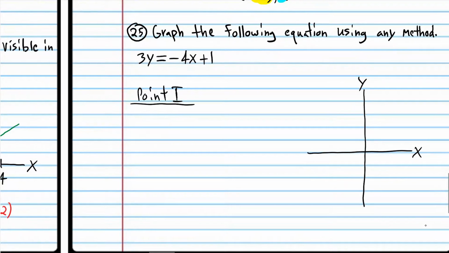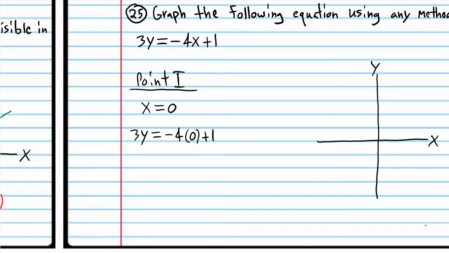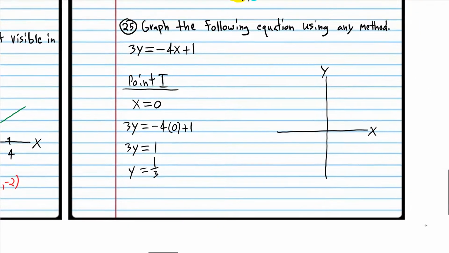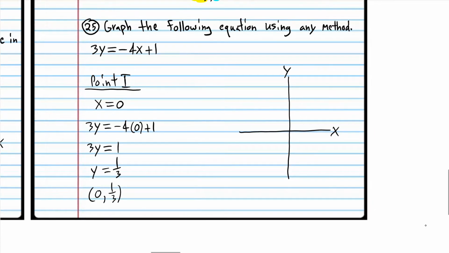So let's see here. I'm just going to choose x equals 0. So now we plug that into our equation, and we end up with 3y is equal to 1, and y is equal to 1/3. So now the point that we just found is 0, 1/3. We found the y-intercept. Oftentimes it's easy to find the x and y-intercept in these problems.